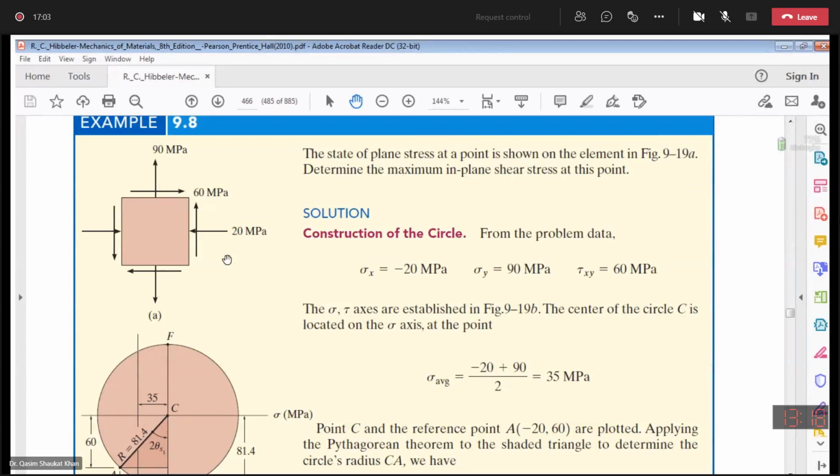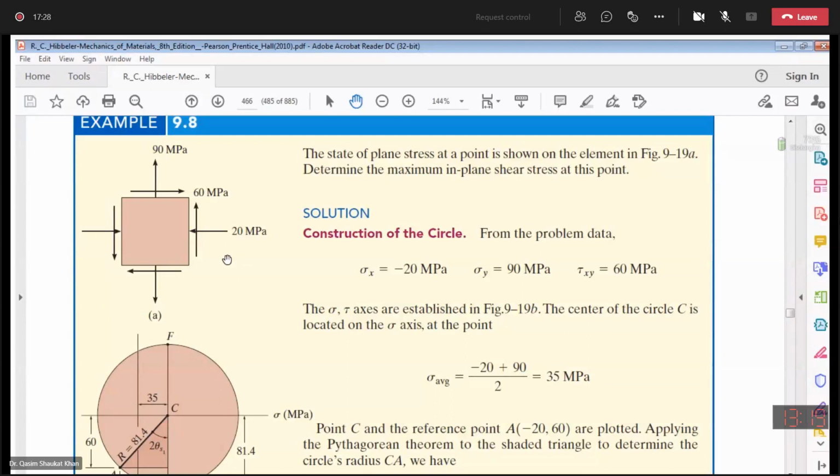What are the coordinates of reference point A? Sir, minus 20 and 60. Minus 20 and 60. Okay. Now next thing is minus 20 and 60.